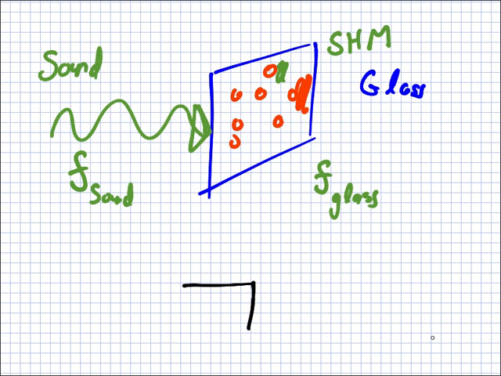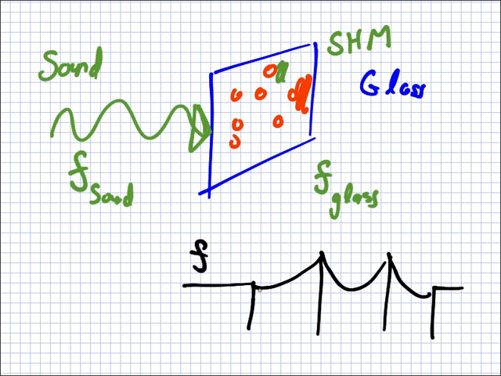Another famous example, in London, I remember there was a bridge, I think it was called the Millennium Bridge, and the bridge is a suspension bridge, so it was hanging from two pillars or whatever, and the frequency of the bridge was, I think, 1 hertz, something like this.